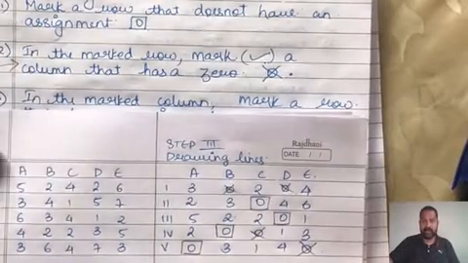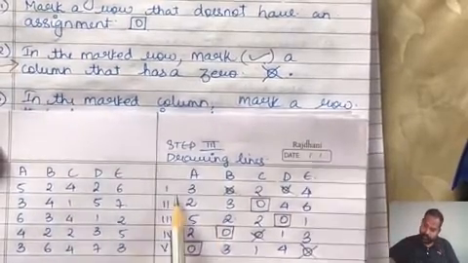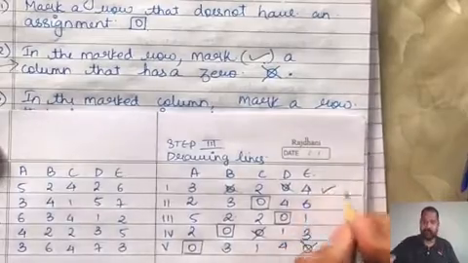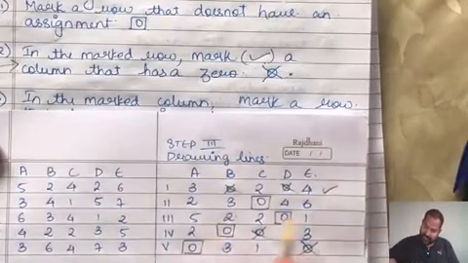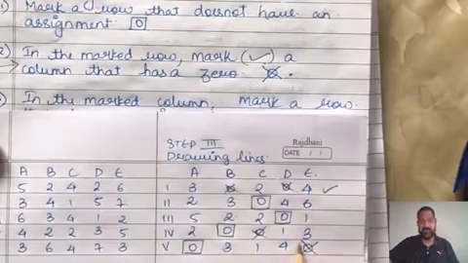Mark a row that does not have an assignment. Does not have an assignment? Fantastic. Has an assignment, has an assignment, has an assignment, and has an assignment. Okay.